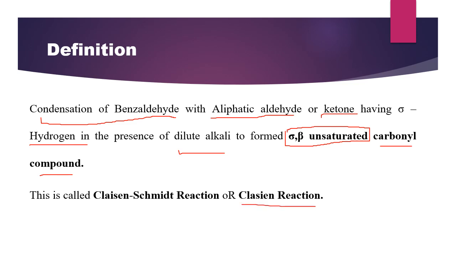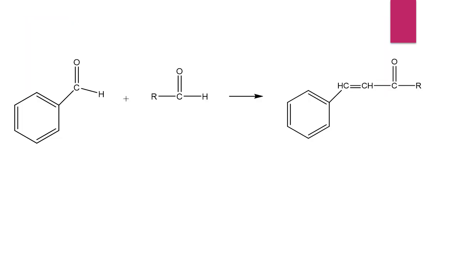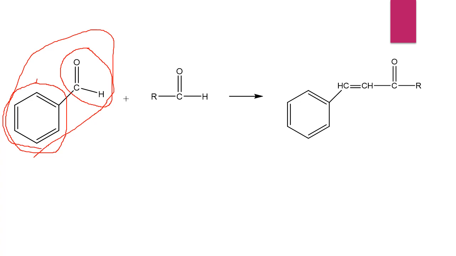We can elaborate this definition in the above slide with the help of the reaction. In the next slide, I will tell you about benzaldehyde, aliphatic aldehyde, ketone, alpha hydrogen, and the product. So let's see. This is benzene, as you all know, and this is also an aromatic compound. This is an aldehydic group. So overall it is called benzaldehyde.